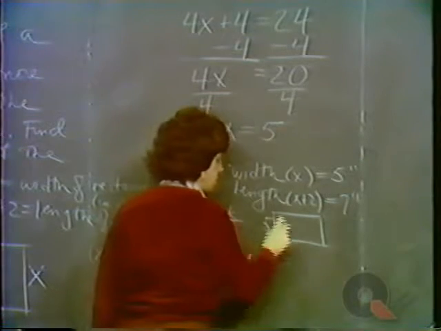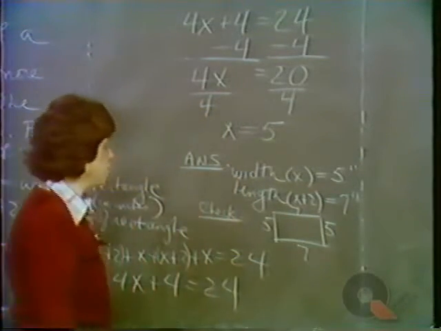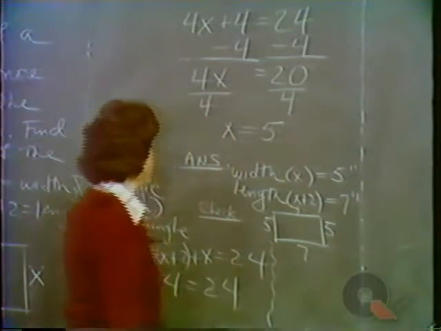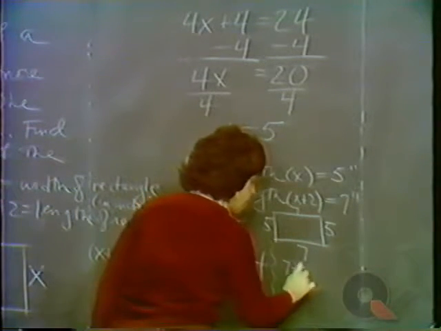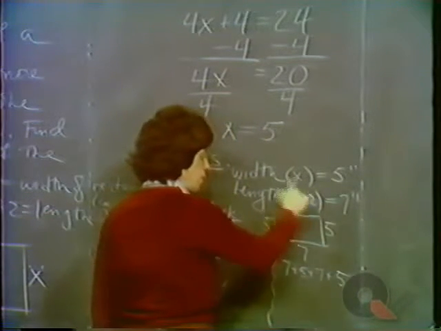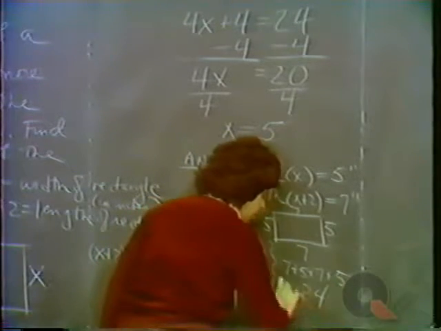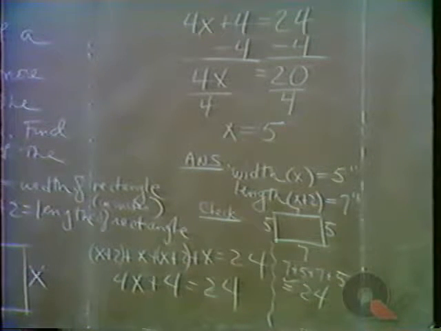Now, the perimeter of the rectangle, the distance around the rectangle, should be 24. So let's see what we have. We have 7 plus 5 plus 7 plus 5. The distance around the rectangle is, of course, 12 plus 12, 24. So it does check out. We have found the dimensions to be 5 inches and 7 inches. The length is 2 more than the width, and the perimeter is 24.